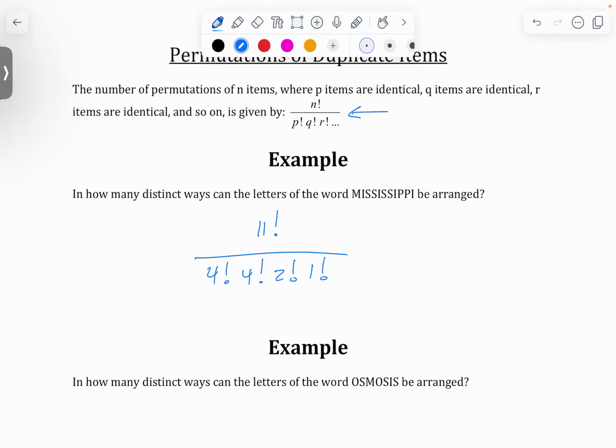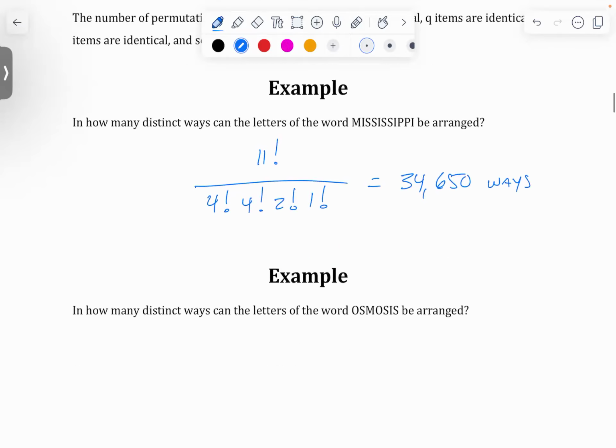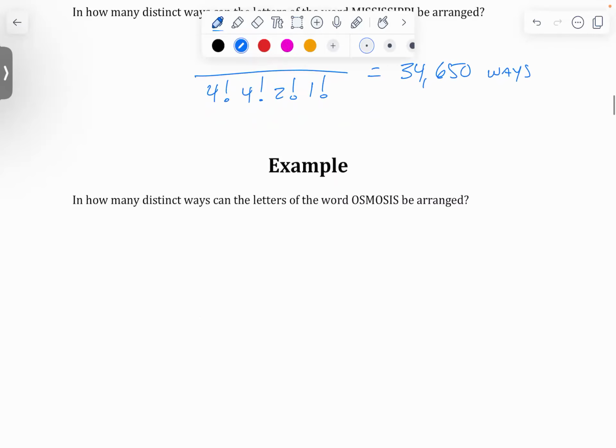Notice the numbers in the denominator: 4 plus 4 plus 2 plus 1. That makes 11. That number in the denominator always needs to end up as the number in the numerator. Then I could calculate that out, and I would get 34,650 ways.